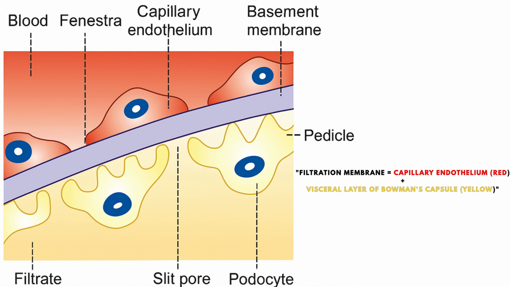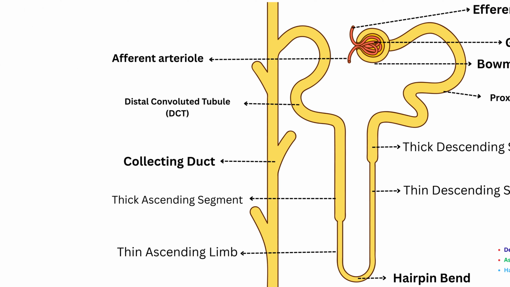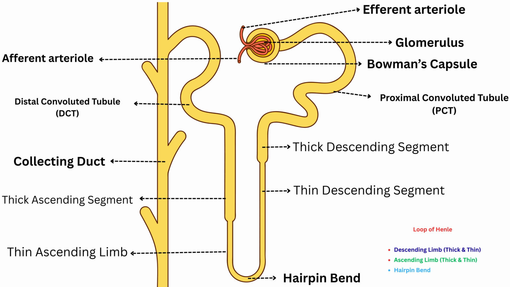Now is the tubular portion of the nephron. The tubular portion of the nephron is a direct continuation of Bowman's capsule. It is divided into three main parts. One is the proximal convoluted tubule, that is PCT. Second one is the loop of Henle, and the third one is the distal convoluted tubule.